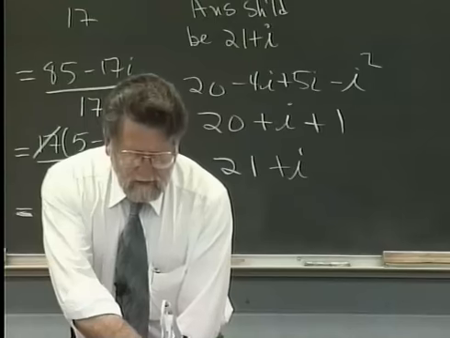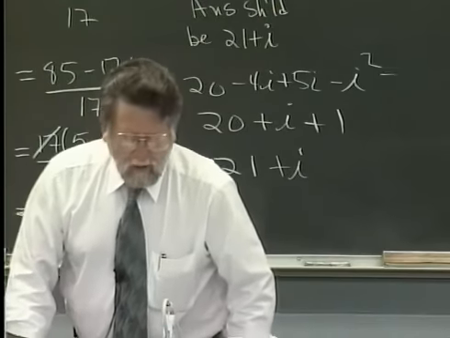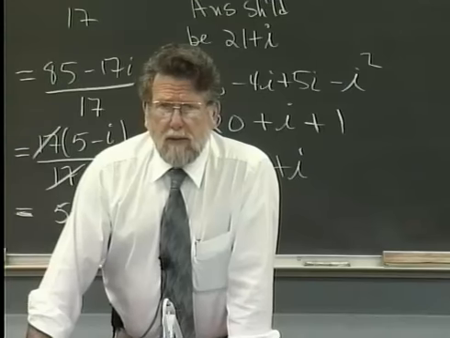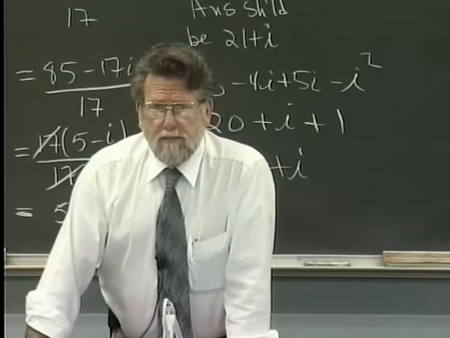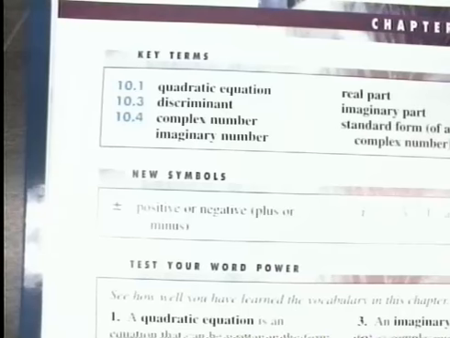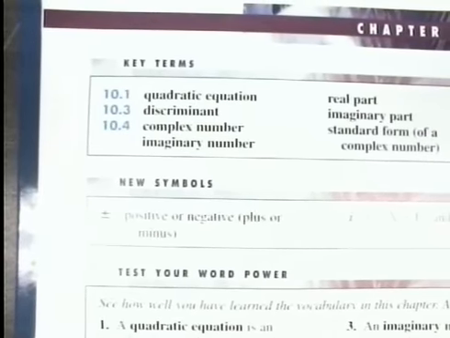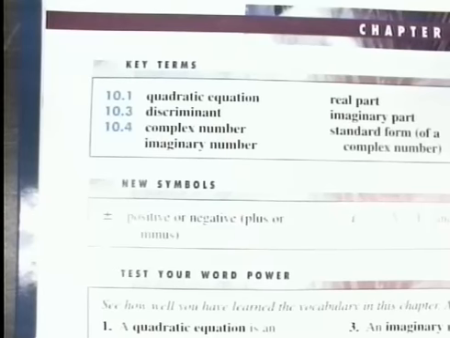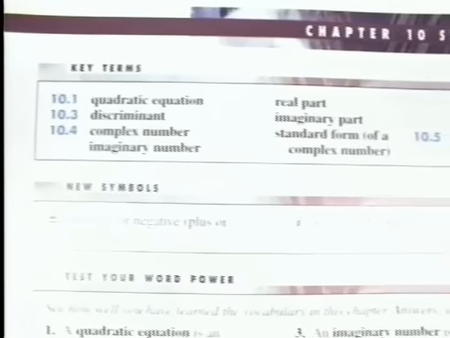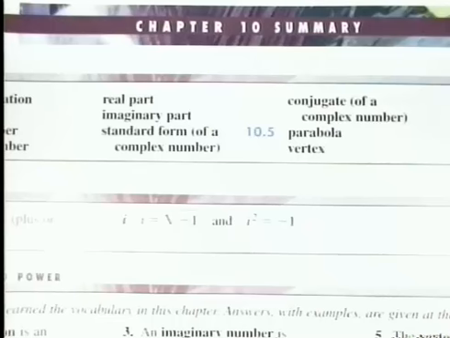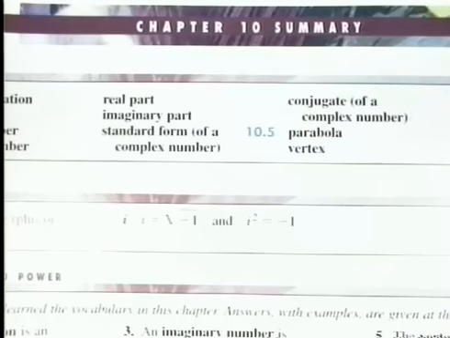If we look at what's done on page 620, going to the document camera, we have in 10.1 the quadratic equation. Then in 10.3 we have a discriminant. We have complex numbers in 10.4. And then in 10.5, if I slide over there, we have the parabola. Now the question is, what have we done in Chapter 10 in view of what's listed there?